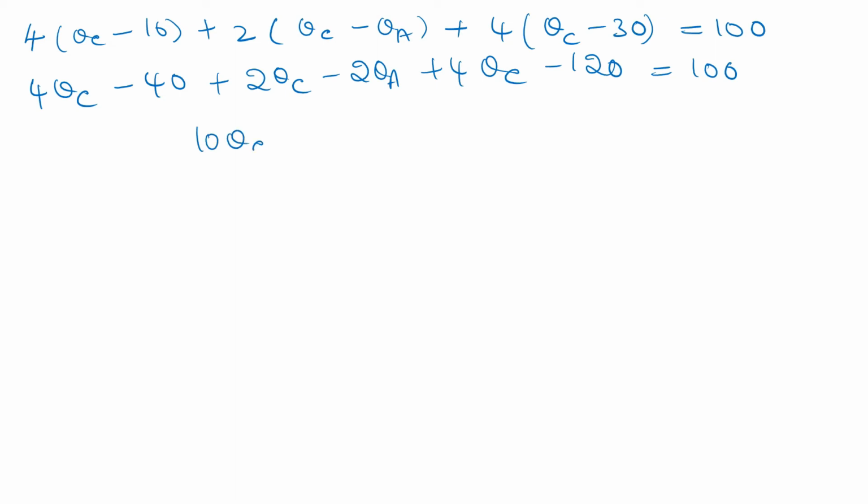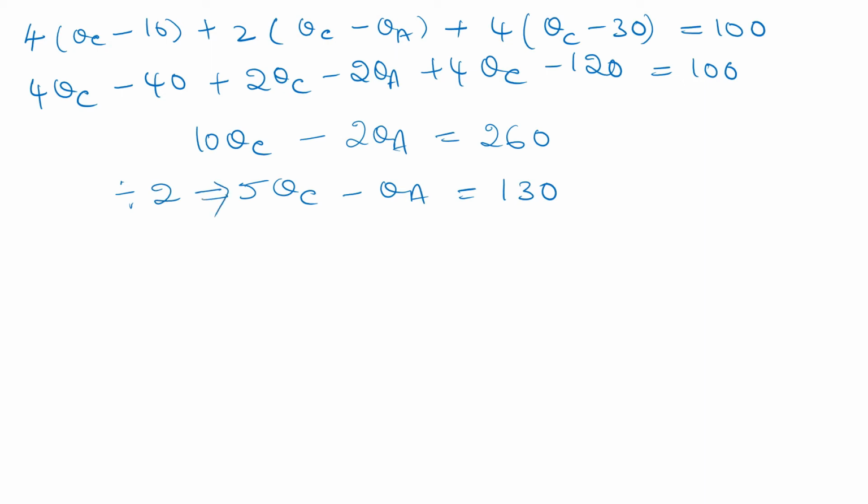10 theta C, 4 plus 2 is 6, 6 plus 4 is 10, minus 2 theta A is equal to minus 40 minus 120, that is minus 160. Going that side, plus 160, 160 plus 100 is 260. So from this, 5 theta C minus theta A is equal to 130, dividing with the 2. So consider this as equation number 1.